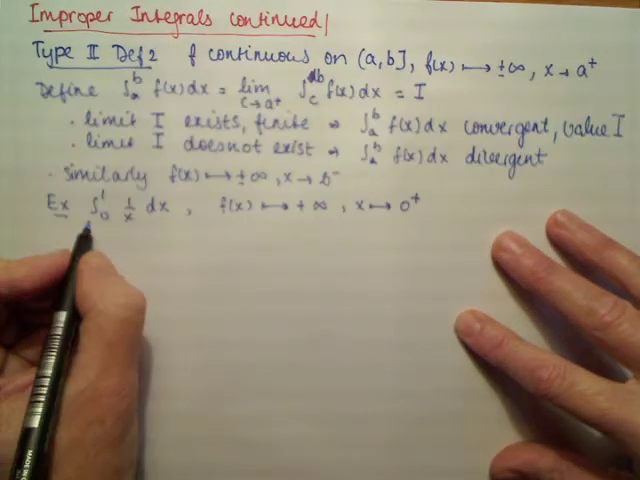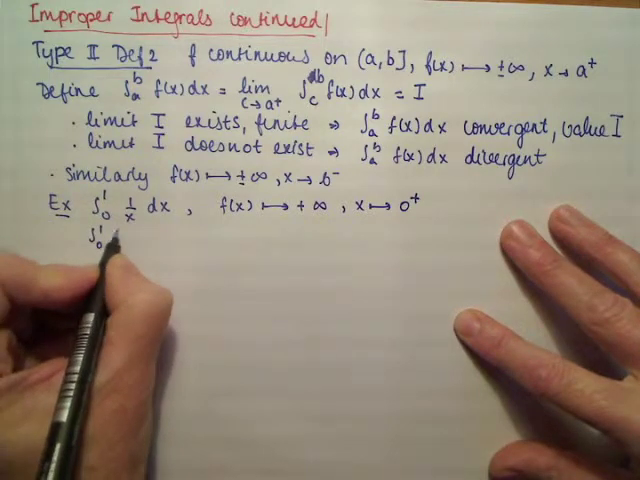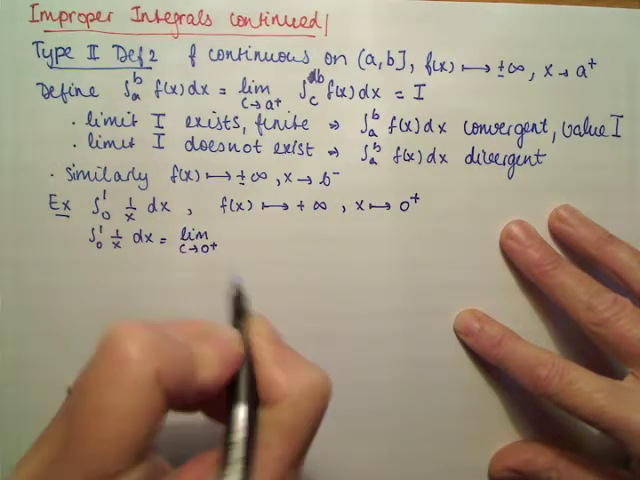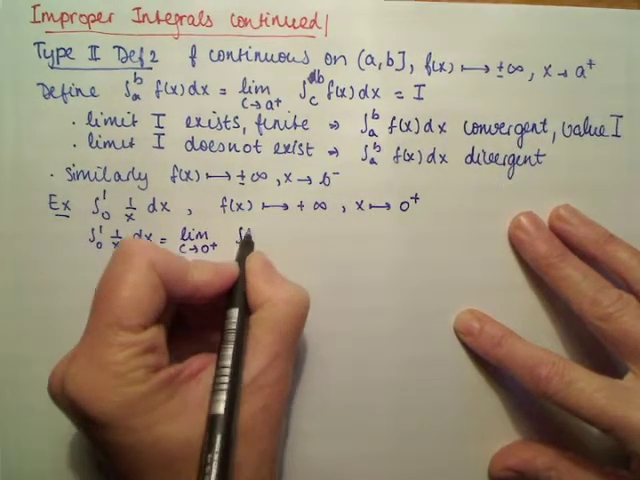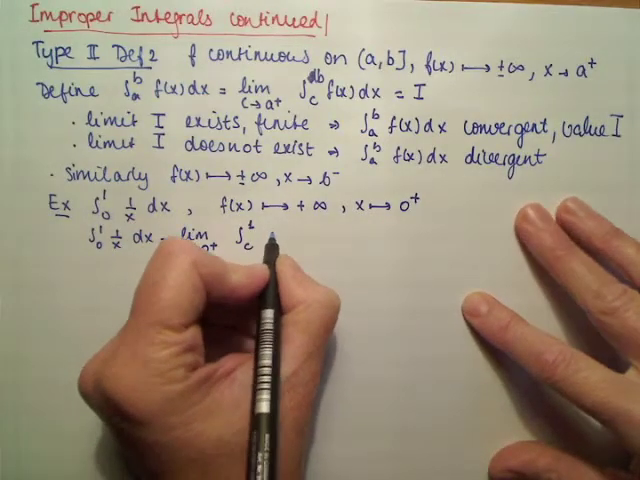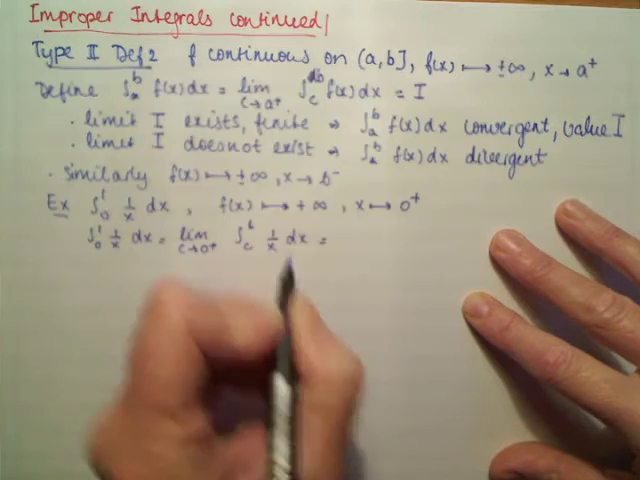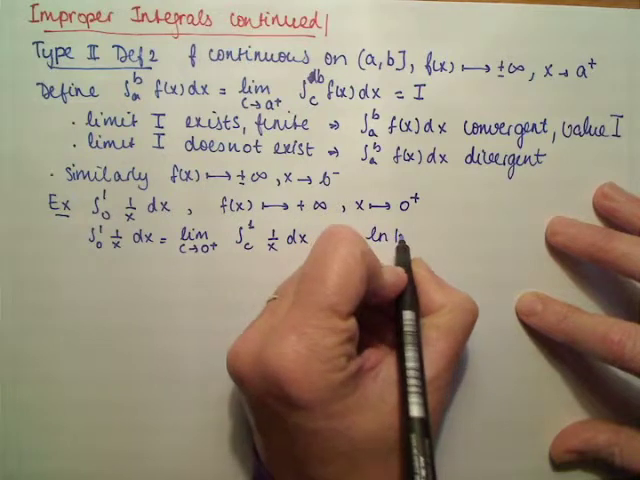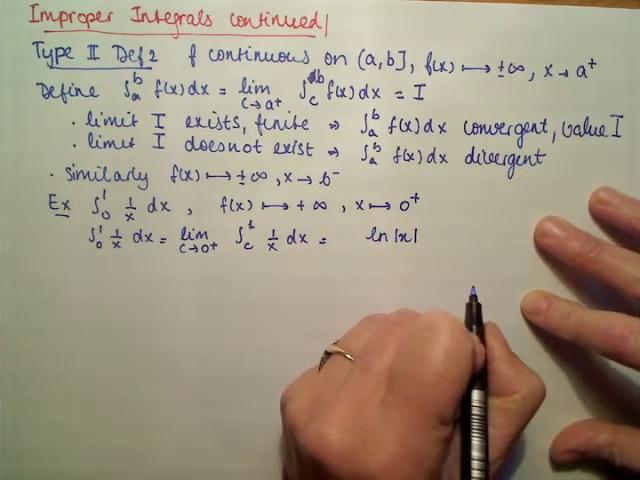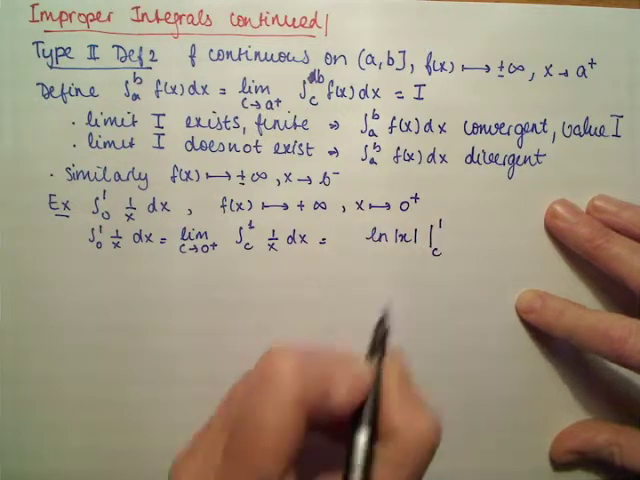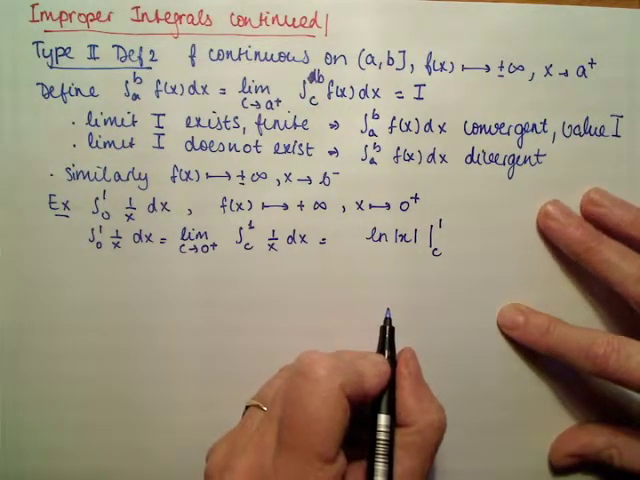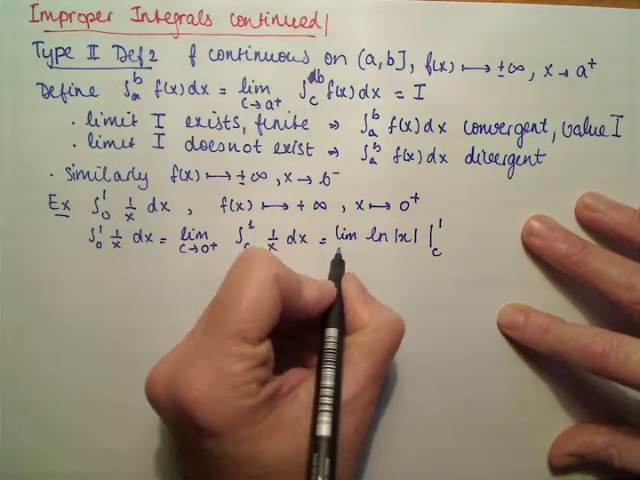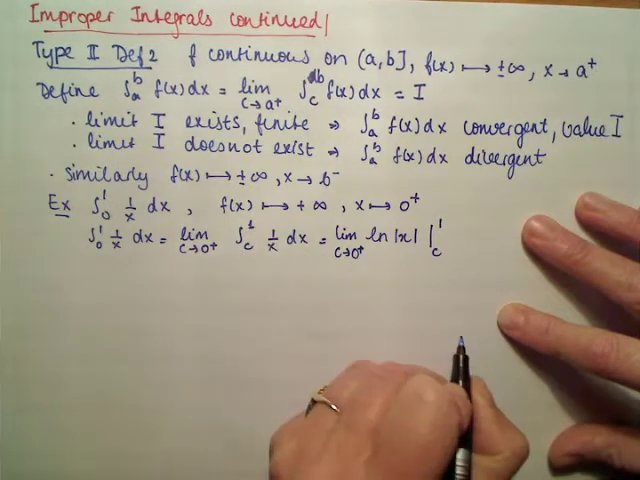Okay, so let us try to calculate the improper integral. We do it according to the definition. We take the limit for c approaching 0 from the right of the integral over the interval c up to 1 of the function 1 over x. We know that the primitive of 1 over x is the natural logarithm of x in absolute value. We have to evaluate it at x equals c and x equals 1, and take the limit for c approaching 0 from the right.